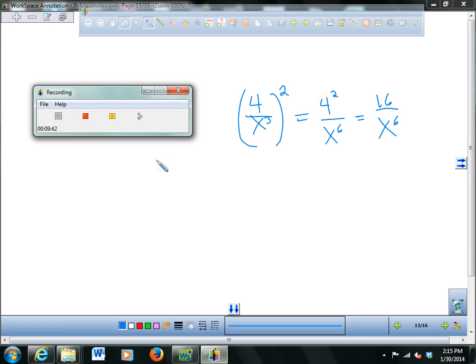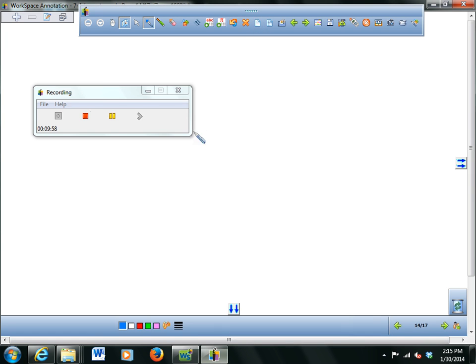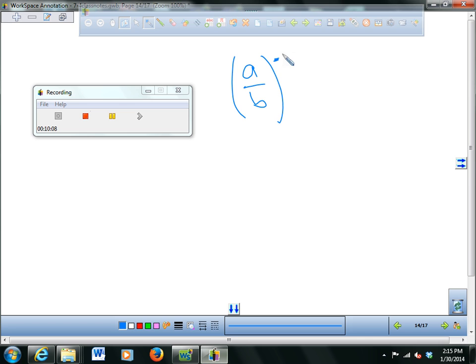All right, next one. Here's your next rule, the last rule. a over b to the negative n is equal to b over a to the positive n. And that's the question I think Caitlin was asking before.